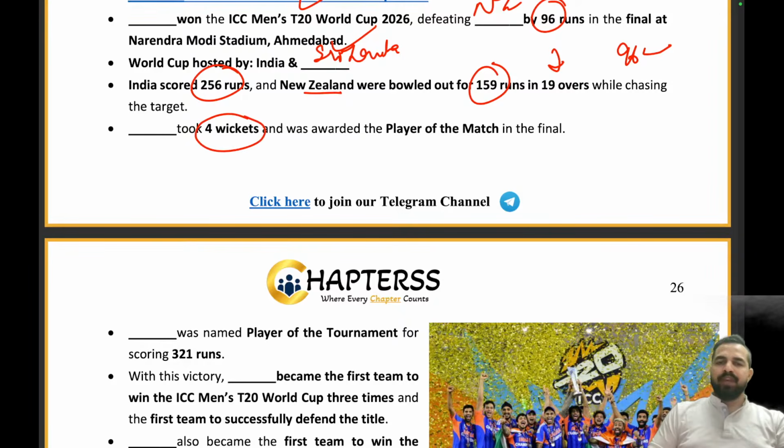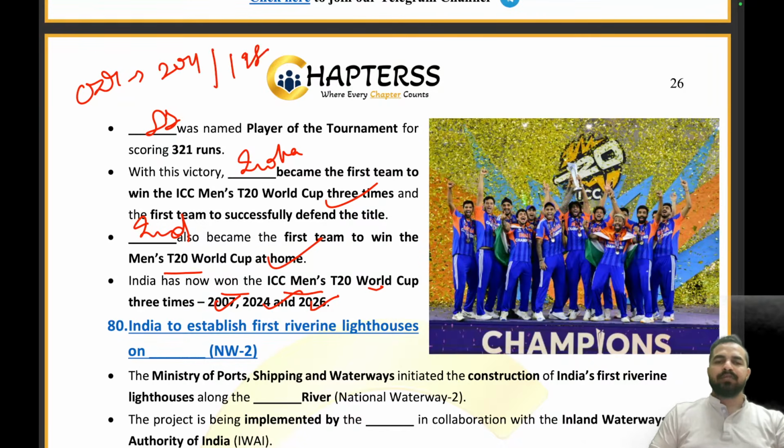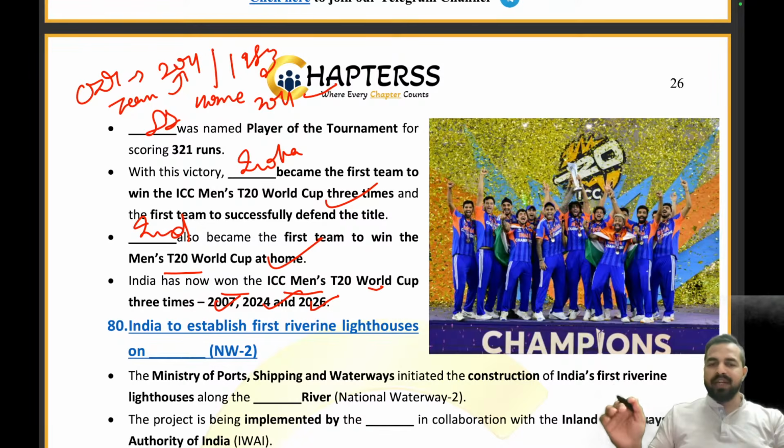Now, which player took 4 wickets and was awarded the player of the match? Jasprit Bumrah. The player of the tournament was Sanju Samson. With this victory, India became the first team to win the 3 ICC T20 World Cup events. India also became the first team to win the Men's T20 World Cup at home. India has also won the ICC Men's T20 World Cup 3 times, 2007, 2024 and 2026. And India won the ODI World Cups in the 2 years, 2011 and 1983. And let me tell you, my dear friends, India was the first team to win the ODI World Cup at home in the year 2011. Are you guys able to understand it?